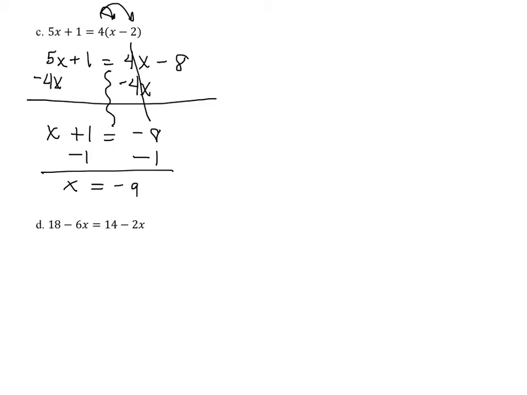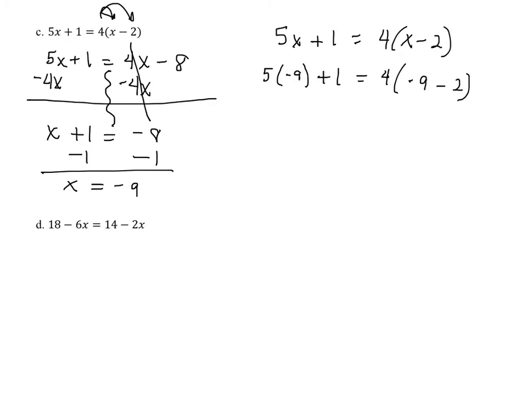Now, does it check? Oh, absolutely, because we are so good. I always write down my original equation, and 5 times my answer that I perceive as correct, which is negative 9. Okay, 5 times negative 9 is a negative 45 plus 1.